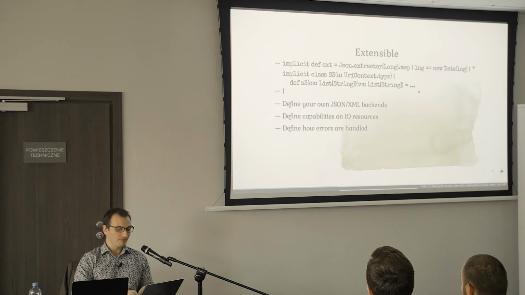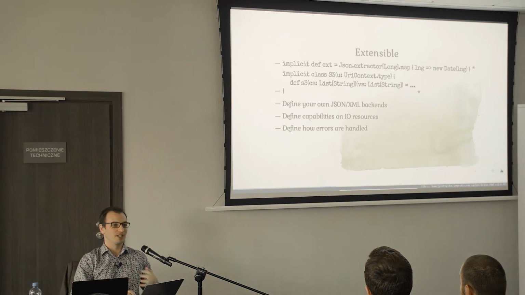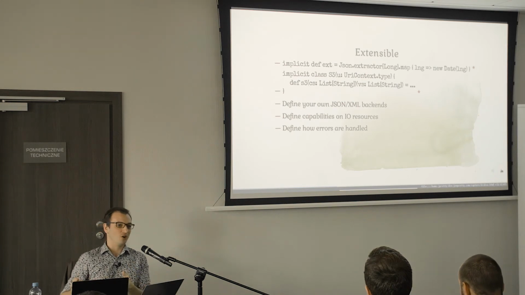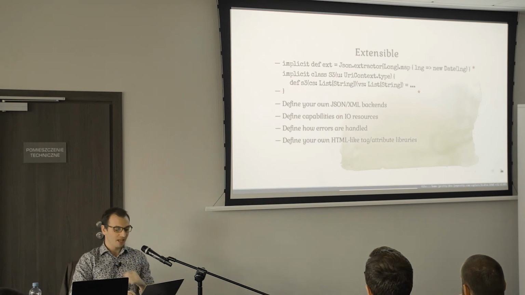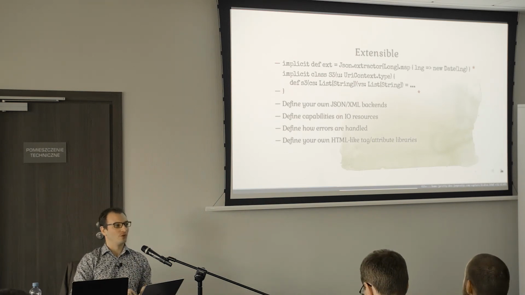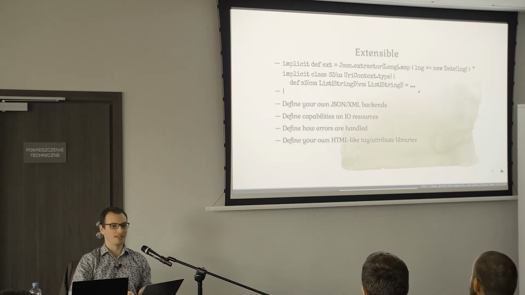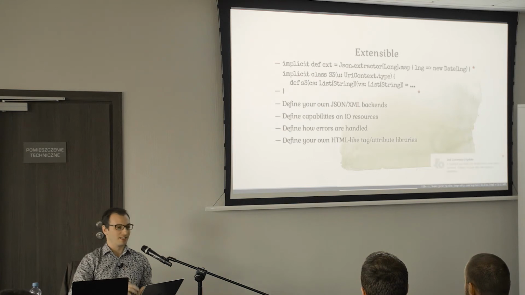We can define how errors are handled. I've got a slide on this later, but Rapture gives you some good ways of choosing your error handlers. Do you want to return a try? Do you want to capture things in an option? Do you want to just throw exceptions? Is that fine? These are all possibilities. We could define our own tag libraries for HTML or HTML-like languages. So we could, for example, implement the SVG language in tags and attributes, and that would be basically one line for each element, one line for each attribute type.